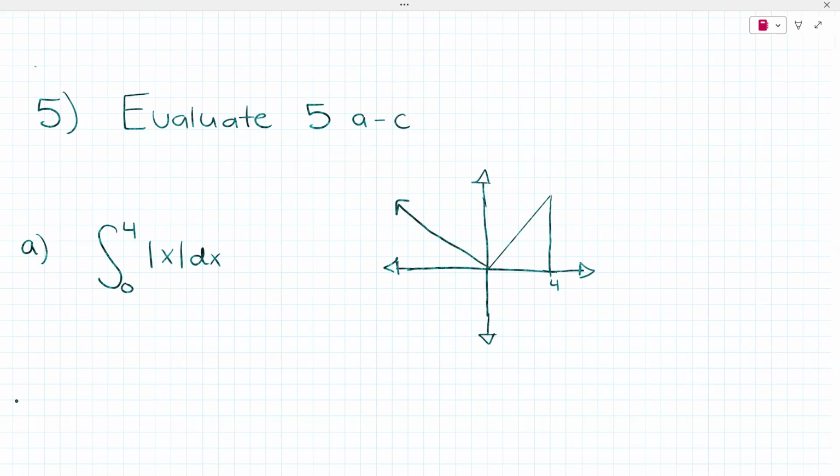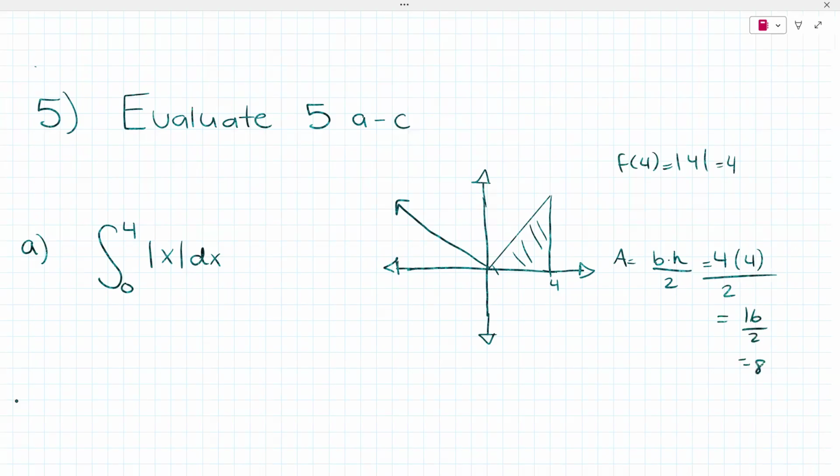Okay, so we're only caring about boundaries from 0 to 4. And what is this shape now? It is a triangle. So what is the area of a triangle? It is base times height all over 2. My base is 4. And what's my height? The height is f of 4, which is the absolute value of 4, which is 4, right? So 4 times 4 all over 2, which is 16 over 2, which is 8. Okay, so the integration from 0 to 4 of the absolute value of x is 8.